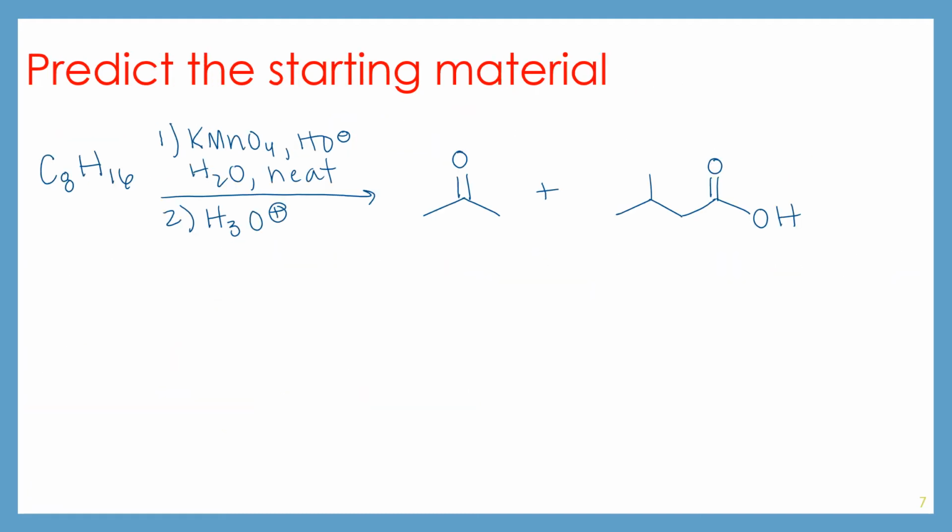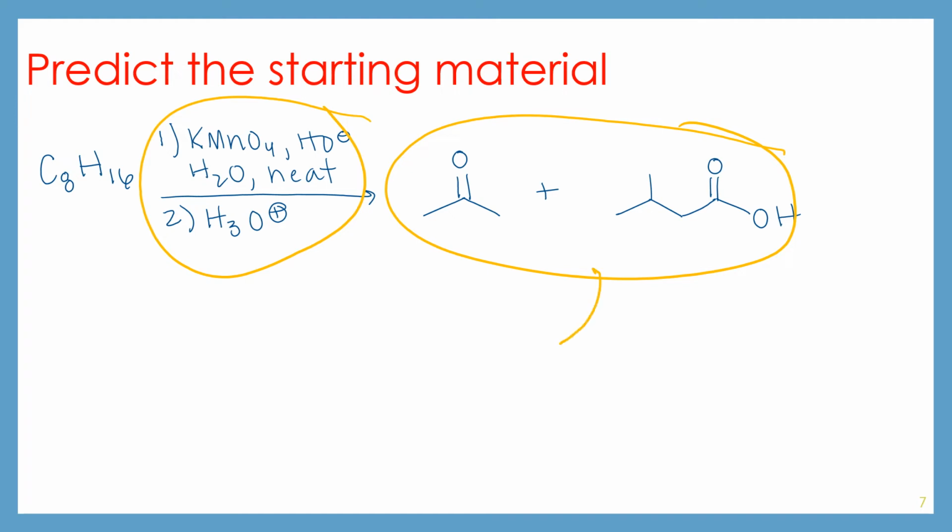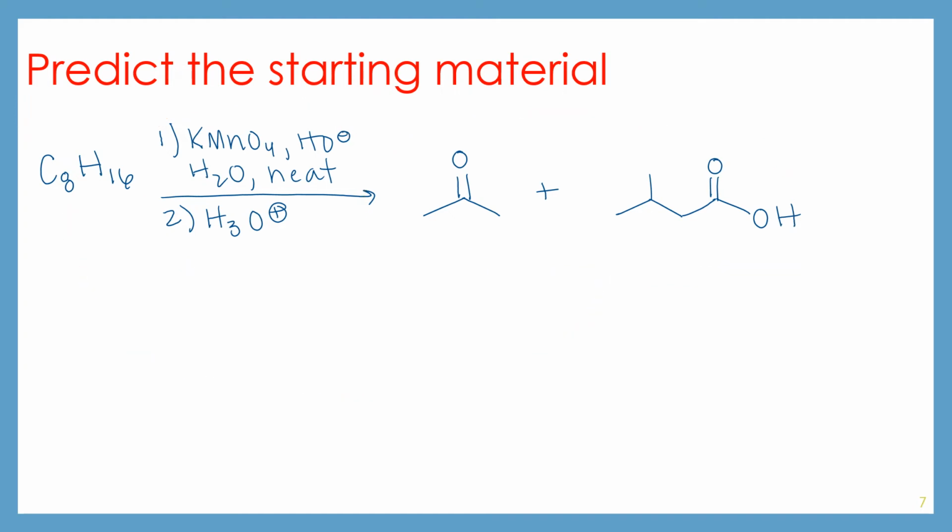So a common type of problem that you see with this is a predict-the-starting-material type of problem, where you're given a formula and given the conditions for oxidative cleavage and the outcome. The goal is to look at the products and figure out what the original product must have looked like. So go ahead and pause and think about this for a second on your own, and then we'll talk about it together.